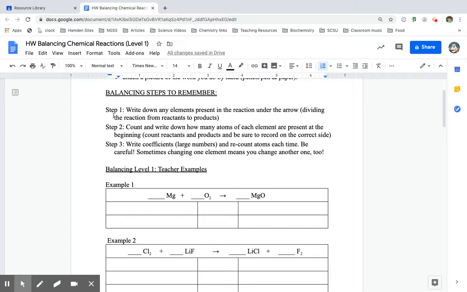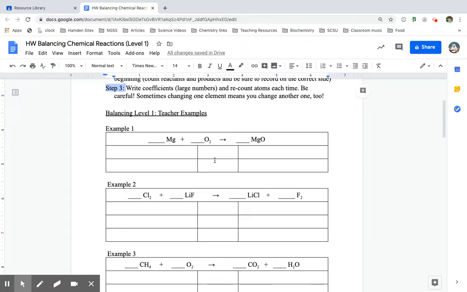Here's what you need to do. Step 1, write down any elements present under the arrow, which divides the reaction in half, right? Reactants are at the beginning, products are at the end. Step 2 is to make sure that you count what's there at the beginning. And then step 3 is if it's not the same on both sides, you need to write coefficients in to recount them. All right, so let's do example 1.